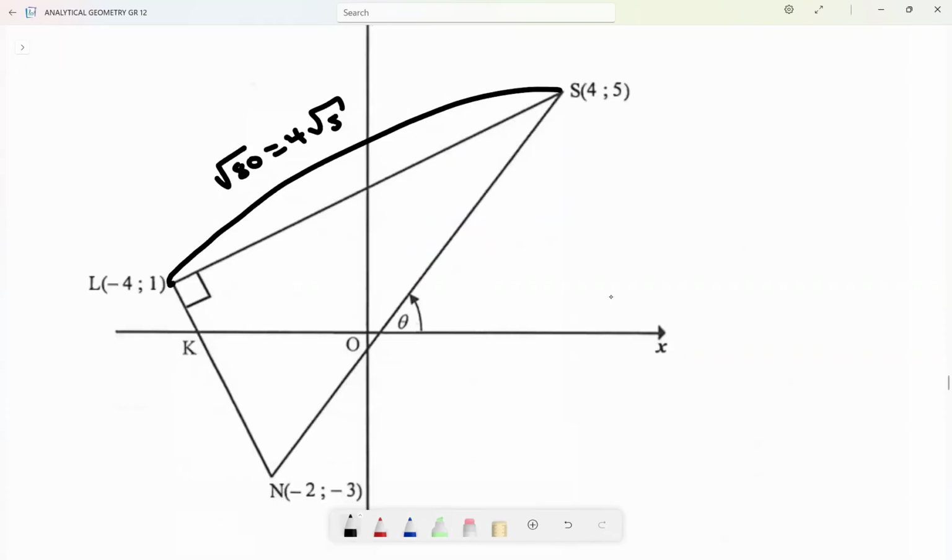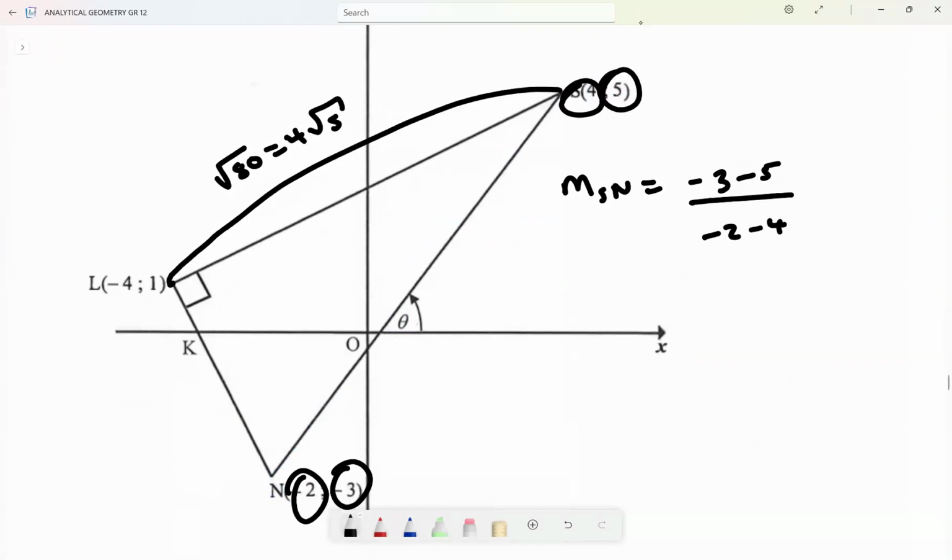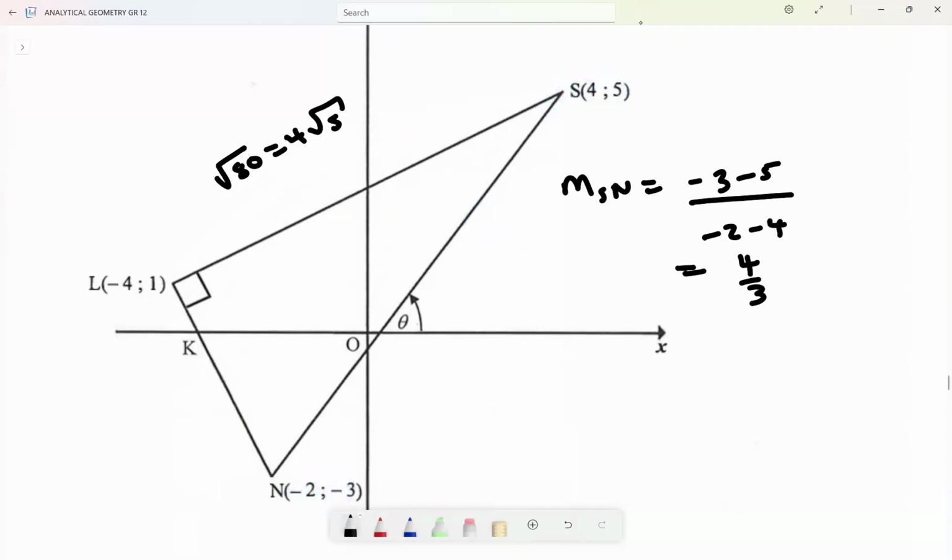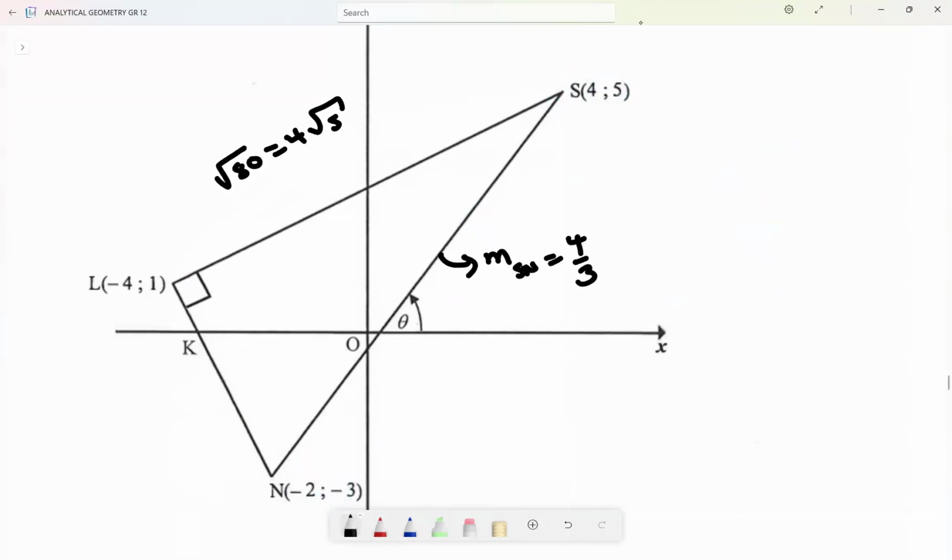Gradient of SN is going to be, I will start with the y, -3 minus 5, over -2 minus 4. That is -8 divided by -6, which is the same as 4 divided by 3. So the gradient of this line is 4 divided by 3.